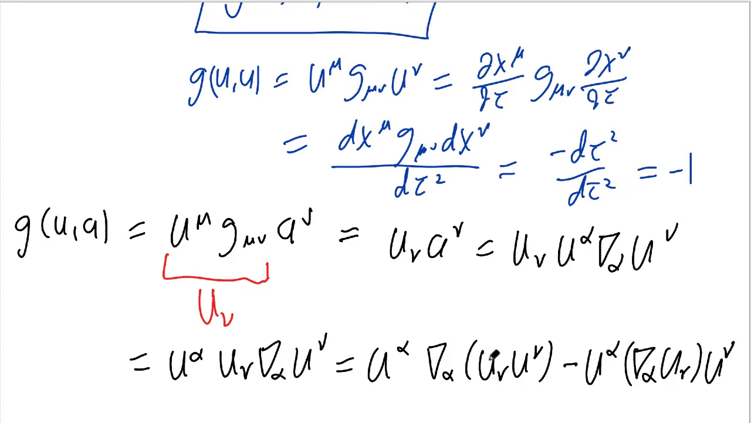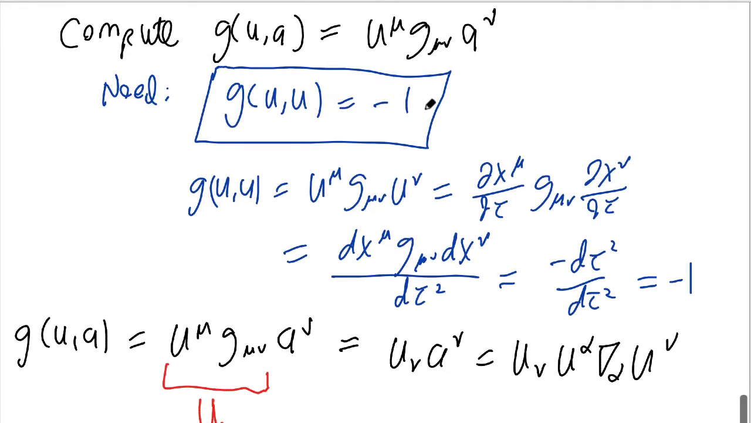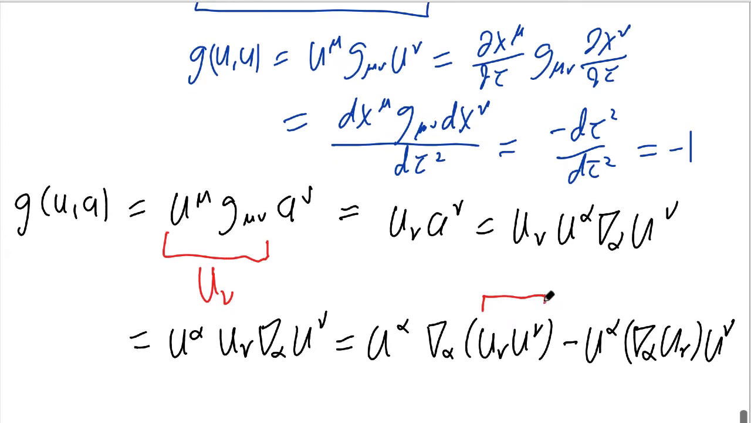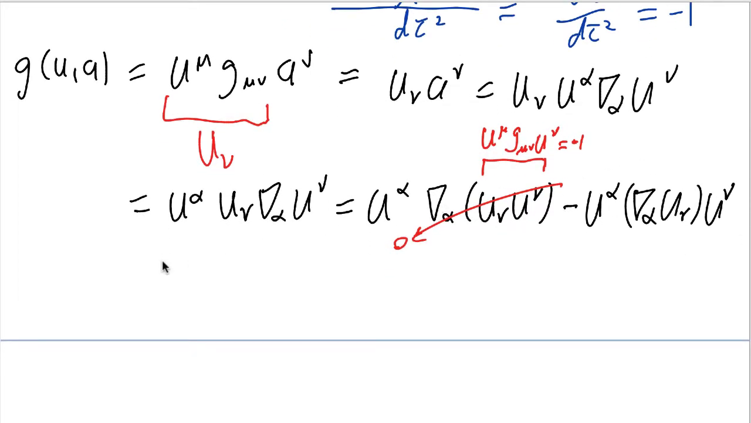And now we'll use our result up here, that the inner product of u with itself is always minus 1. Okay, this is the inner product of u with itself. We can write this, if you like, as u mu, g mu nu, u nu, by reversing the lowering of the index. So this is minus 1. So this is the derivative acting on a function minus 1, and the covariant derivative acting on a function is just the ordinary derivative. So ordinary derivative of minus 1 is 0. So this term is 0. So now we're left with this term.